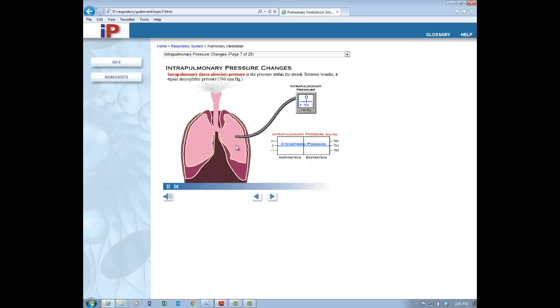During inspiration, the volume of the thoracic cavity increases, causing intrapulmonary pressure to fall below atmospheric pressure. This is also known as a negative pressure. Since air moves from areas of high to low air pressure, air flows into the lungs. Notice that at the end of inspiration, when the intrapulmonary pressure again equals atmospheric pressure, airflow stops. Click the lung to observe intrapulmonary pressure changes during expiration. Observe the changes on the pressure gauge and the graph.